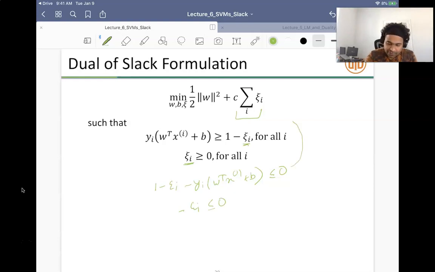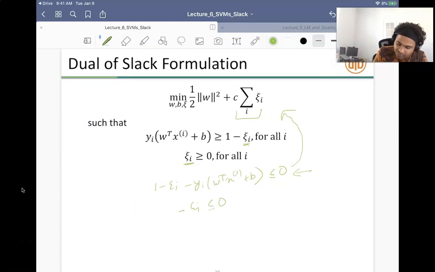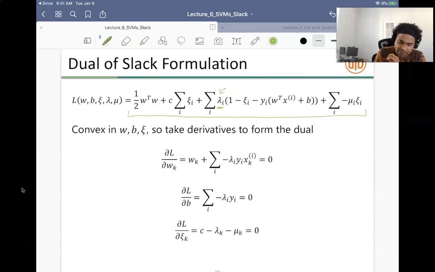Then I take both of these into my Lagrangian term. You can do the math and you will see that my Lagrangian comes out exactly like this. I now have two sets of variables: lambda i corresponding to the data and slackness constraint, and mu i corresponding to the epsilon constraint. I take the derivatives with respect to w, with respect to b, and with respect to epsilon.